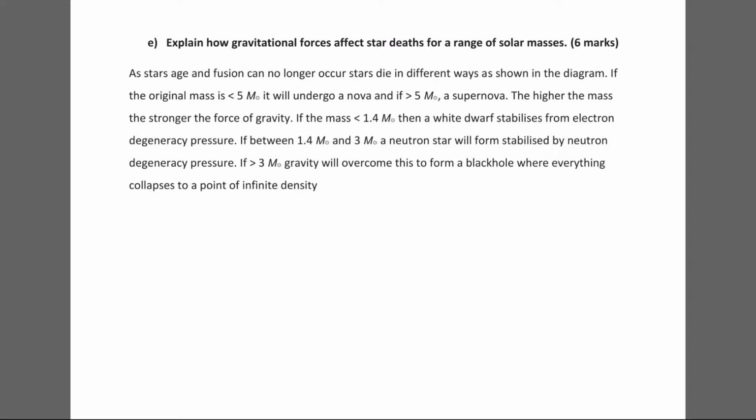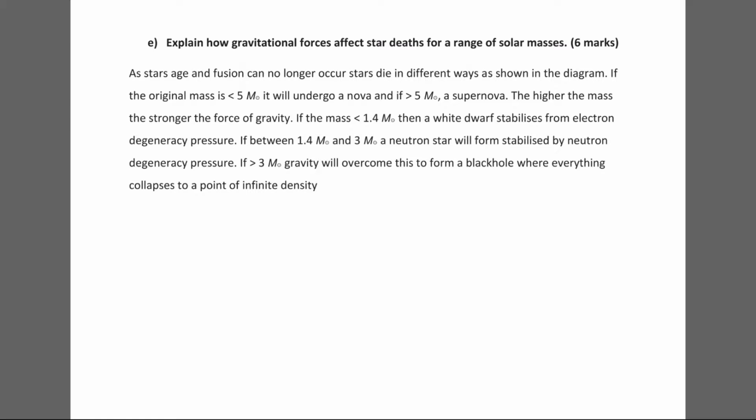If the mass is less than 1.4 solar masses, and its gravity is relatively low, then a white dwarf will stabilize from electron degeneracy pressure, so that after this nova happens, the core is less than 1.4 solar masses in this case, and a white dwarf is left behind. It's pretty hot and lasts a long time, and it's being supported by electron degeneracy pressure. It's very, very dense.